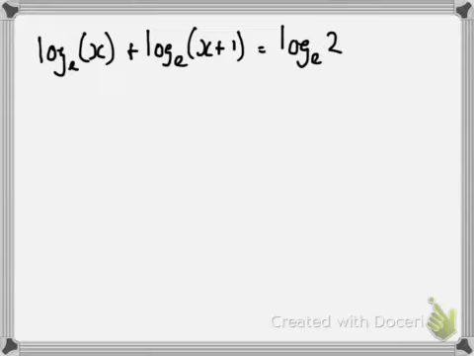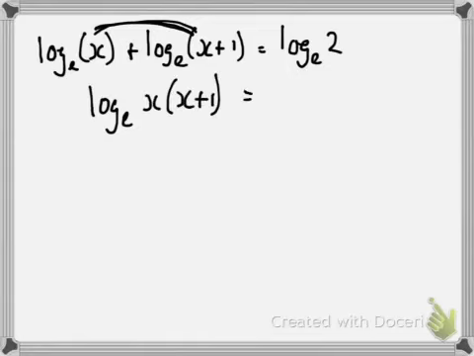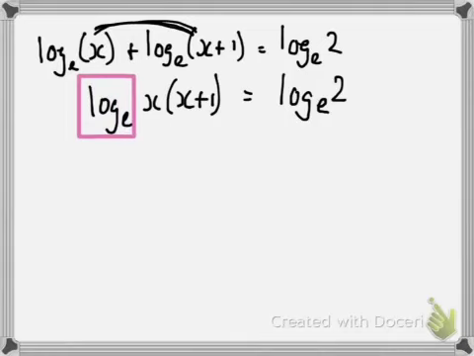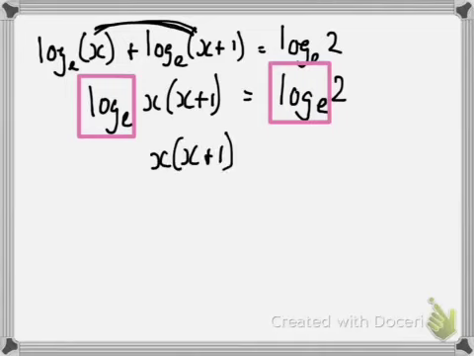Next one, let's employ those same rules again. Okay, we've got log base e. We multiply because we add 2 expressions with the same base. We multiply those together, so that's x times x plus 1 equals log 2 to the base e. Now we've got log base e on both sides, there and there. Okay, we can now cancel those out. And we get x times x plus 1 equals 2.